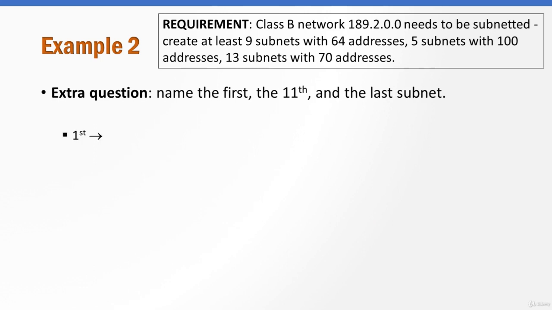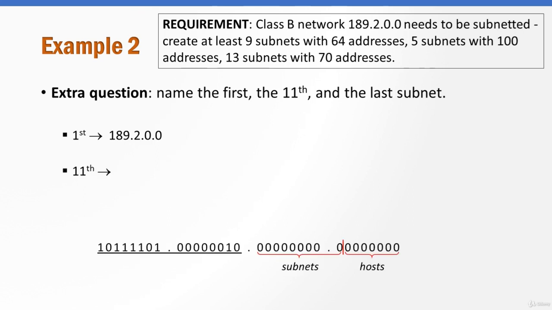The first one is obvious. It's going to be 189.2.0.0. 11th is a bit trickier. Let's go from the first. So this is the first, where we have all zeros in the subnets portion. And this is second, and then this is third.